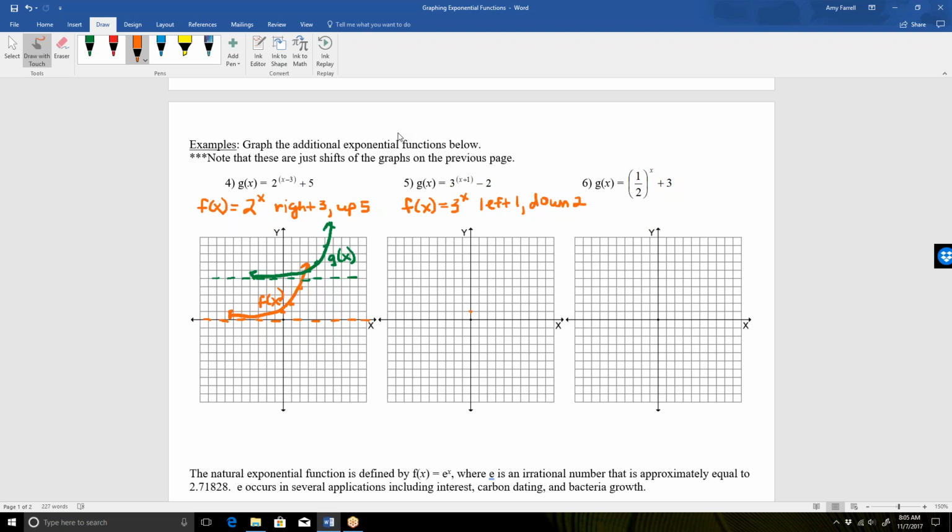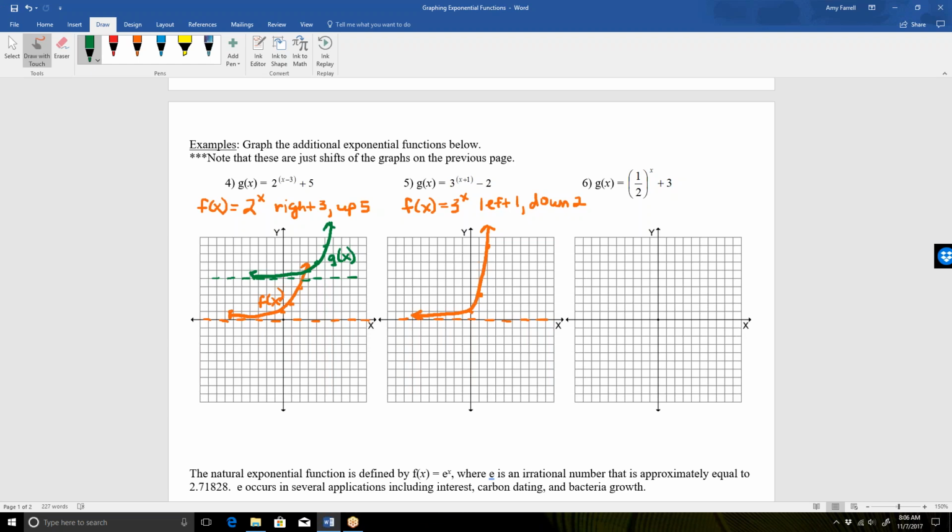Now on the previous page, we just did 3 to the x at the points (0, 1), (1, 3), (2, 9). It had an asymptote along the x-axis here, and it looked like this. Notice that I'm not graphing (-1, 1/3), (-2, 1/9). I know that the graph's going to get closer and closer and closer to that x-axis. So now we're going to take all of these points, left 1, down 2.